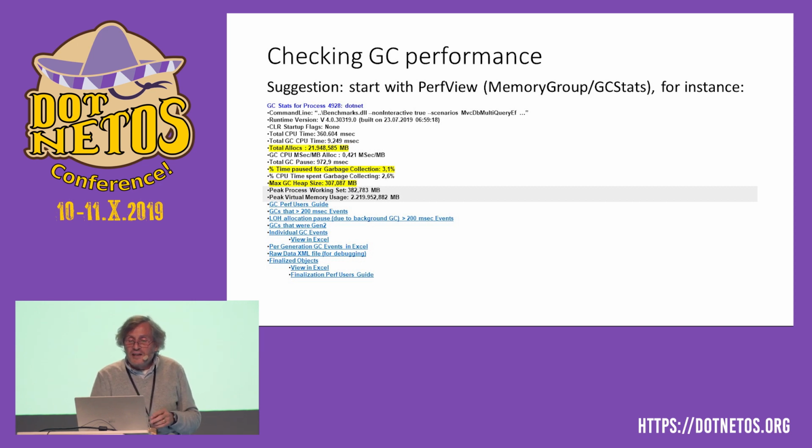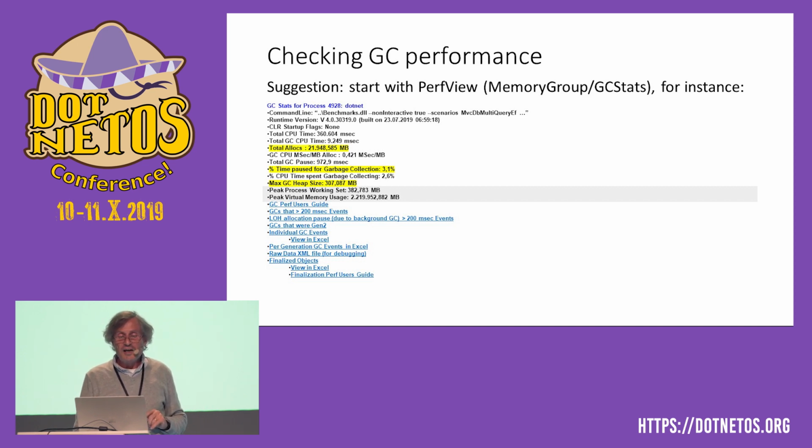So while I find the 3.1% number somewhat reasonable, I would be concerned about the total allocation, which is 22 gigabytes. Now, 22 gigabytes is for a 30-second run in this case. This means we allocate about 700 megabytes per second, which seems to me quite high. So it would be nice to somehow reduce this.